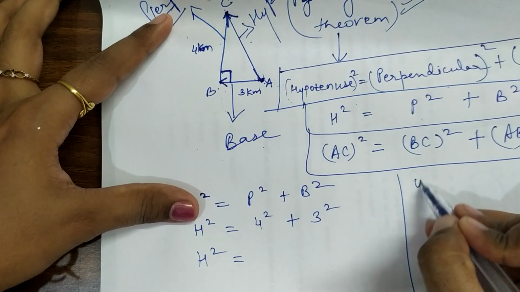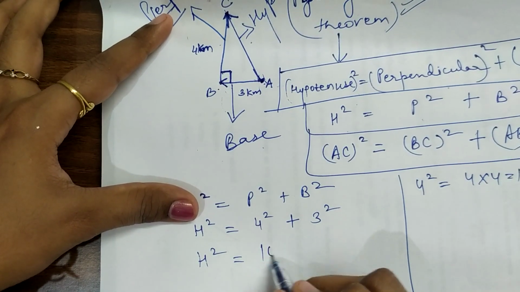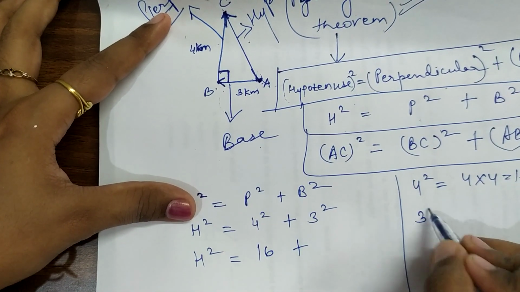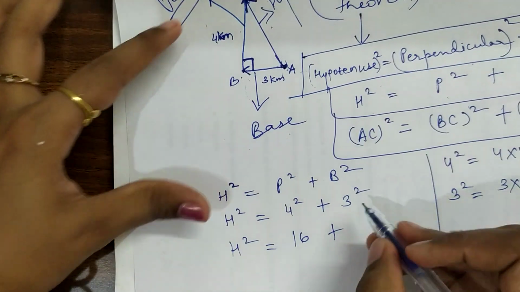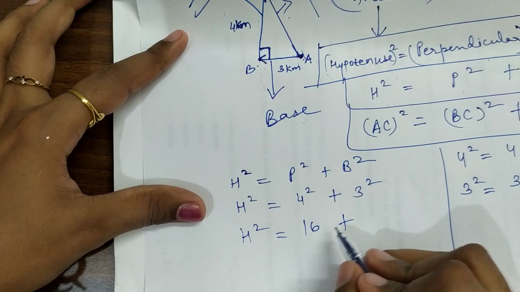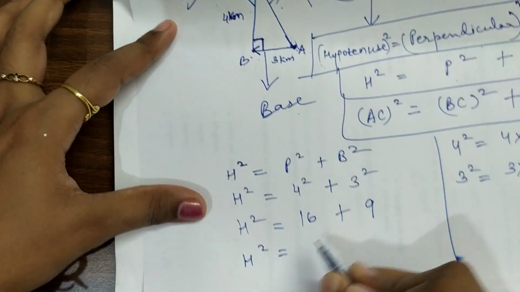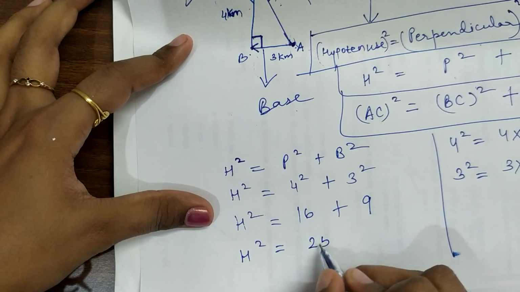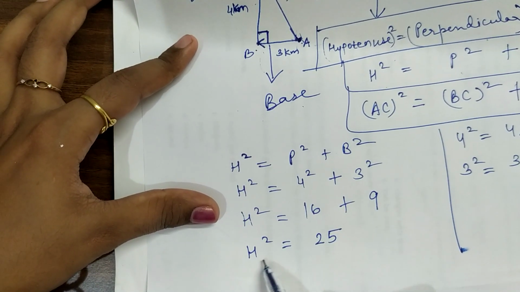Now hypotenuse square is equal to 4 square plus 3 square. 4 square means children, 4 into 4, that is 16. And what is 3 square? 3 into 3, that is 9. Now hypotenuse square is equal to 16 plus 9, that is 25. Now you will say, ma'am, the hypotenuse is the displacement, so the displacement of the body is 25 kilometer.